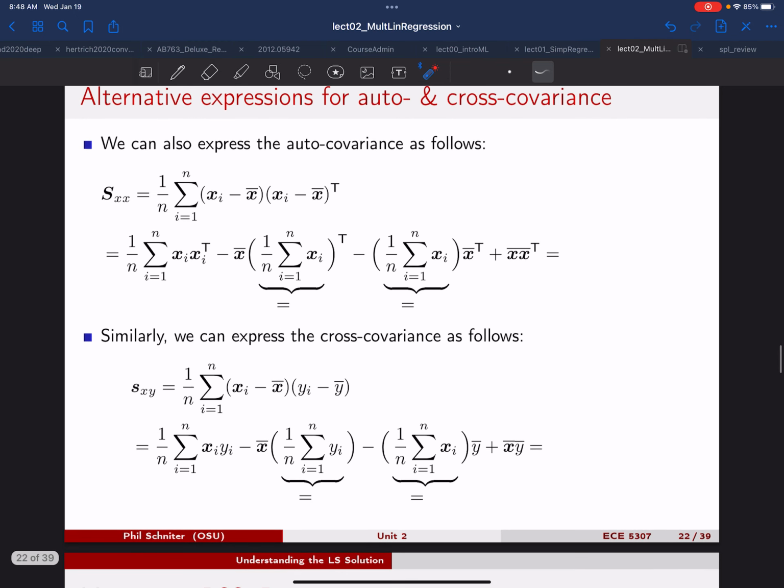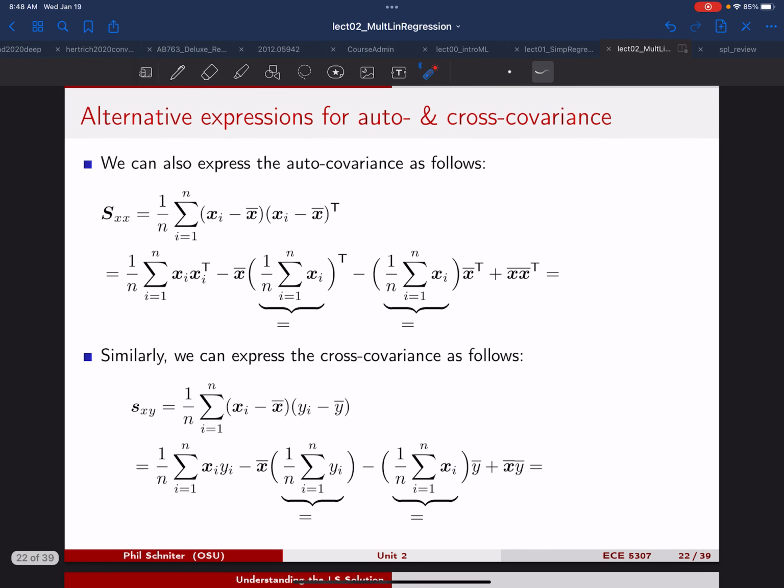Well, yeah, we have one more thing to do. Sometimes it helps to rewrite these in a slightly different way. So from the previous page, this is how we defined the sample autocovariance matrix. And if we expand this, these are the first terms, and then we have the x bar times xi giving the second term, and then we have xi times x bar giving the third term. Finally, x bar times x bar transpose gives us the last term. But we can simplify. Let's look at this.